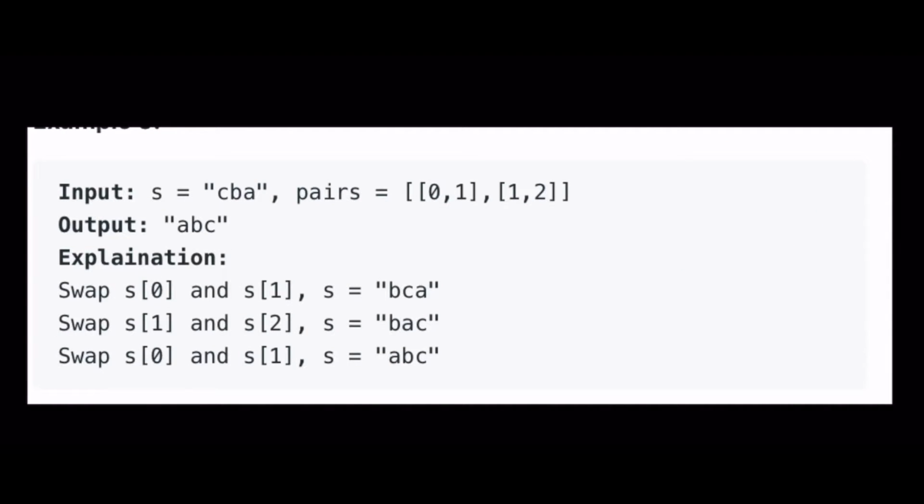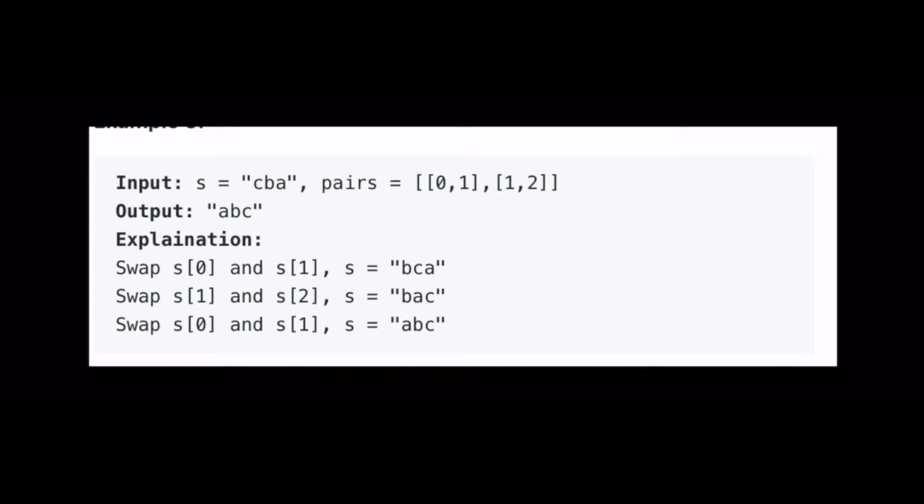Let's look at another example. Given a string S equal to C, B, A, and two pairs 0, 1 and 1, 2. First, we can swap index 0 and index 1. The string becomes BCA. And then swap index 1 and index 2. The string becomes BAC. And then swap index 0 and 1 again. And the final answer is string ABC.